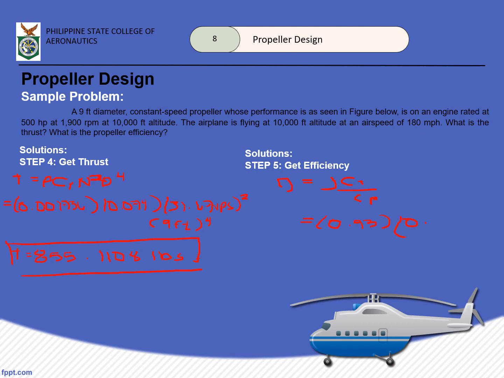Our thrust coefficient is 0.074 and our power coefficient is 0.0835. So right there, we would be getting our efficiency of, it's always in percentage unless otherwise stated by the problem, 192%.